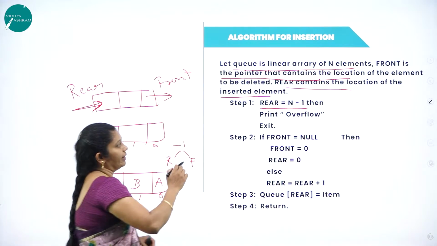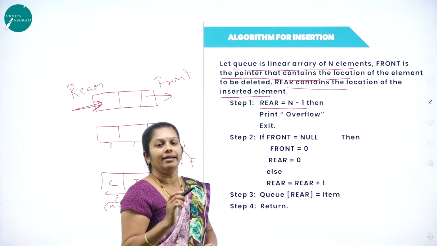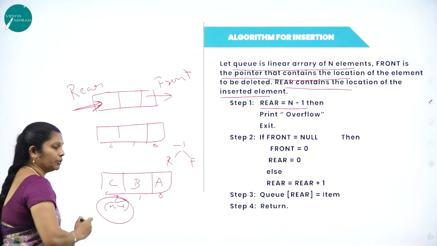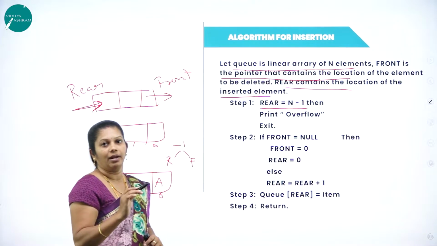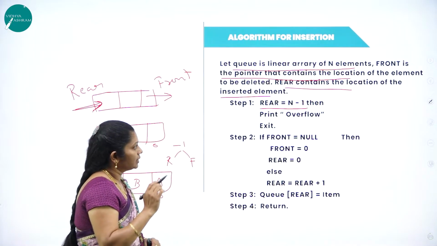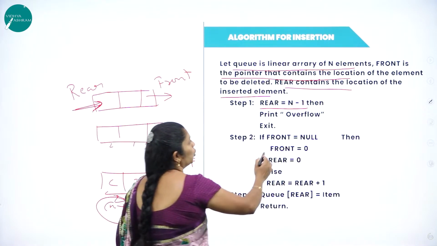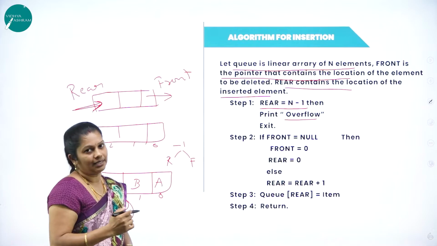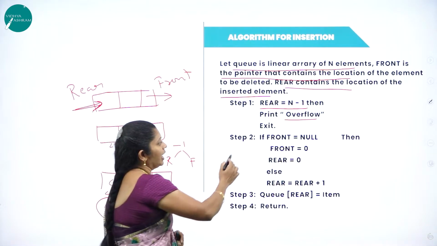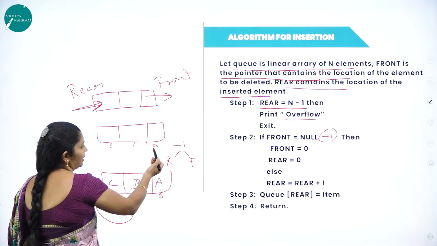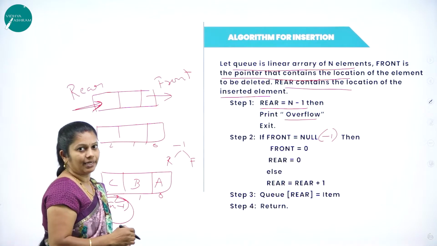If we have rear equals n minus 1, it indicates that the queue is full, and we are not able to insert any element. Then it has to print overflow, since we are not able to insert any element, then exit. Otherwise, if front equals null, or I can say minus 1 also, then at the 0th position we are inserting an element.